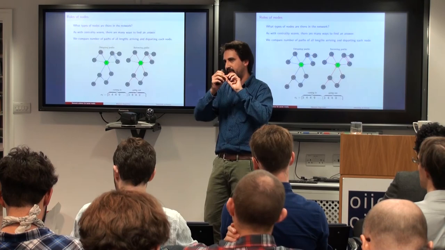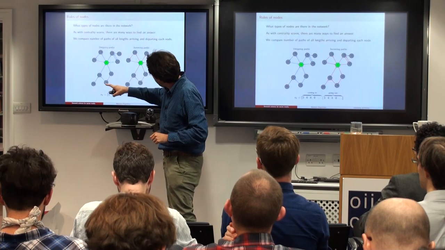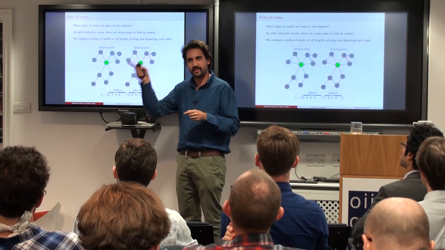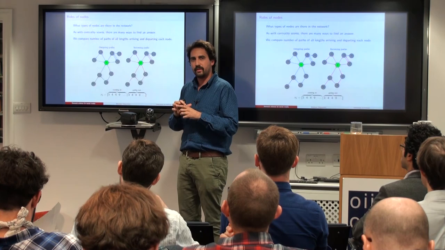Take, for instance, nodes 3 and 7. They both have one incoming connection and one outgoing connection. But 3 is part of a loop of size 3, and 7 is part of a loop of size 4. So their connectivity is different. They're standing in the network in a different way.